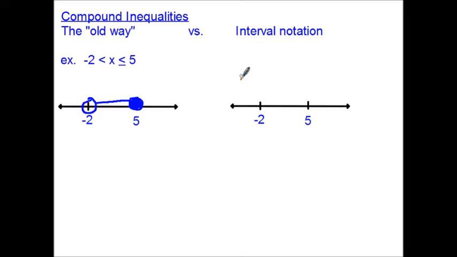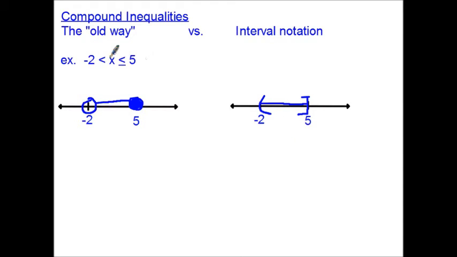The interval notation again is going to be a little bit different between different types of circles. Just like before, the open circle we'll represent with a parenthesis, and the closed circle we'll represent with a bracket. Again, we're just going to shade in between them, or draw the line in between them like we did before. So there's our interval notation of the compound inequality.